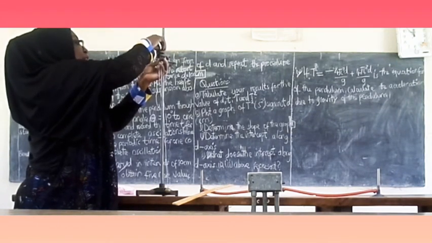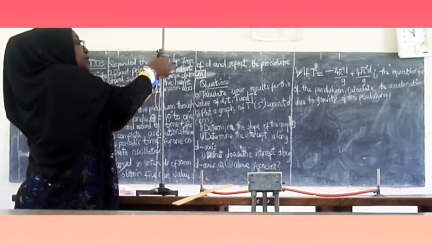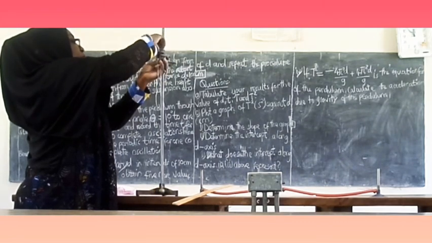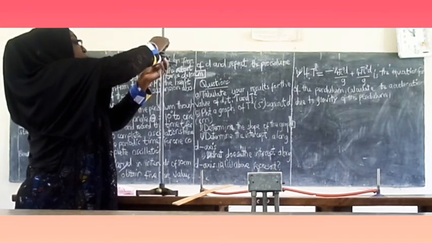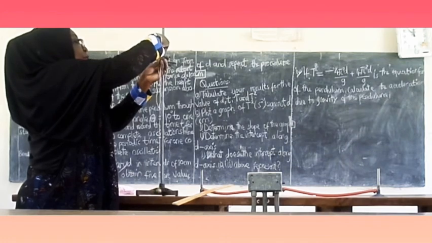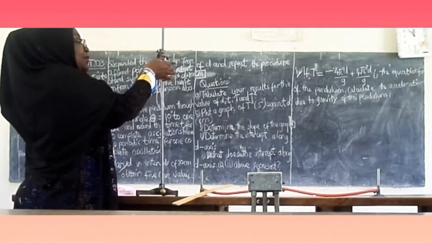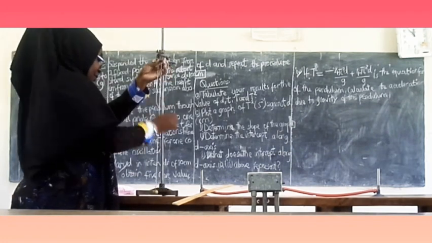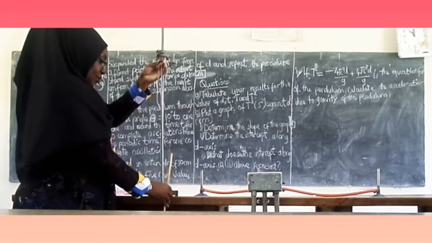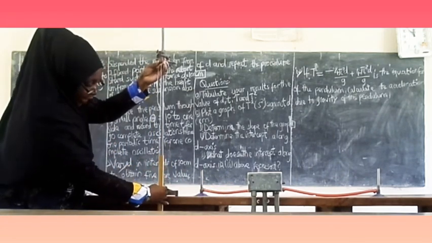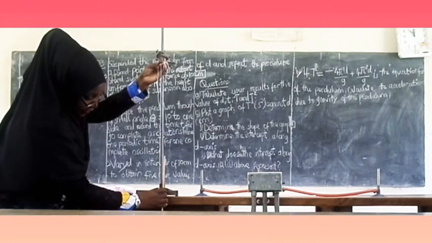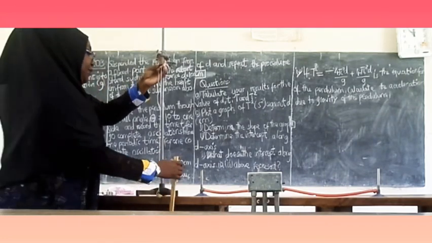You can put a mark. You can measure the length of the pendulum, the length of the string, and put it into intervals of 10, so that all in all, our aim is to minimize error. So here, until 20.